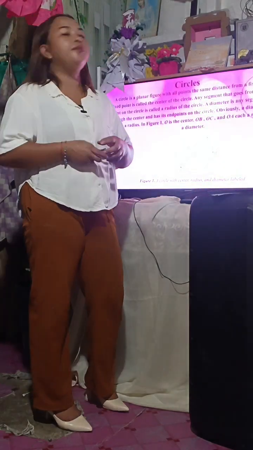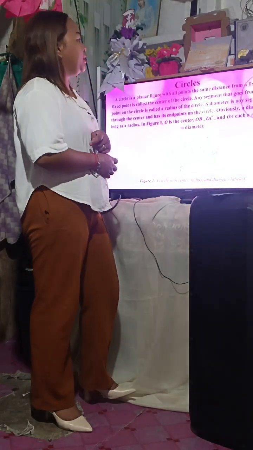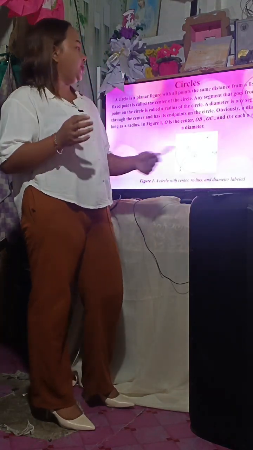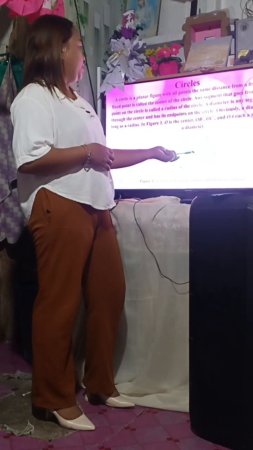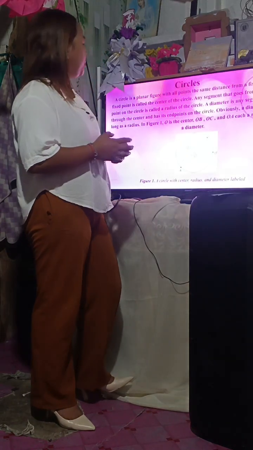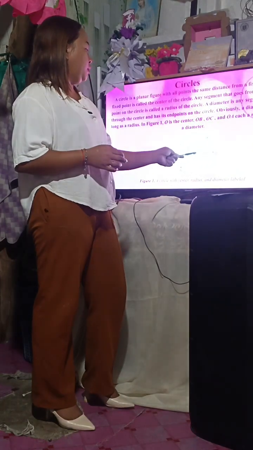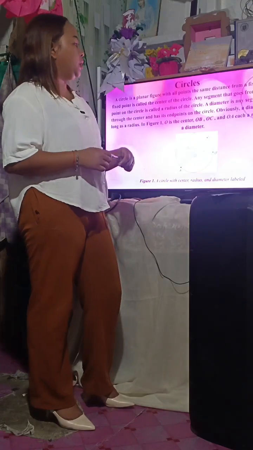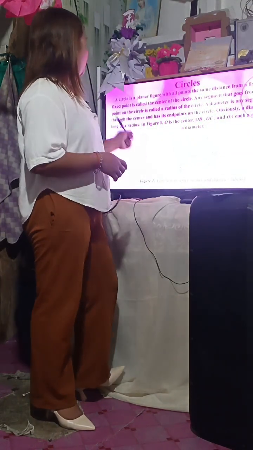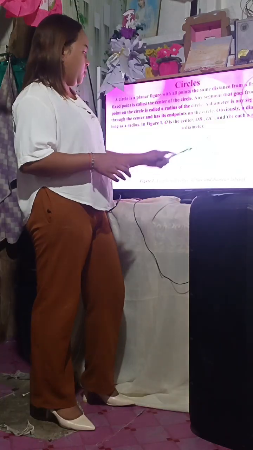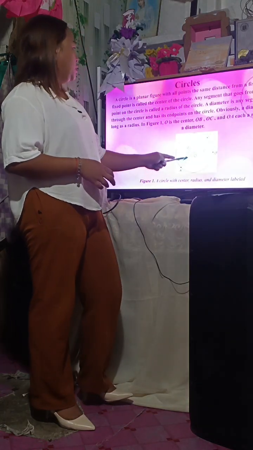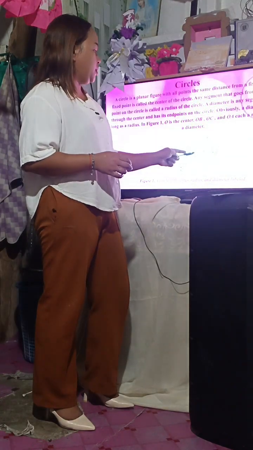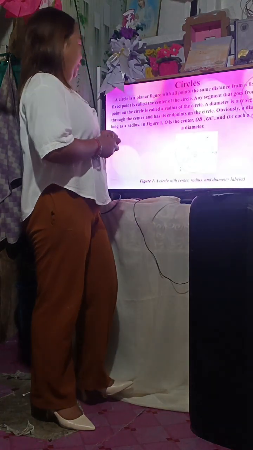So next is our circle. A circle is a planar figure with all points the same distance from a fixed point. That is called the center of the circle. This one, center. Any segment that goes from the center to a point on a circle is called a radius, and a diameter is a segment that passes through the center and ends on the circle. So this one is our diameter. Obviously, a diameter is twice as long as the radius.